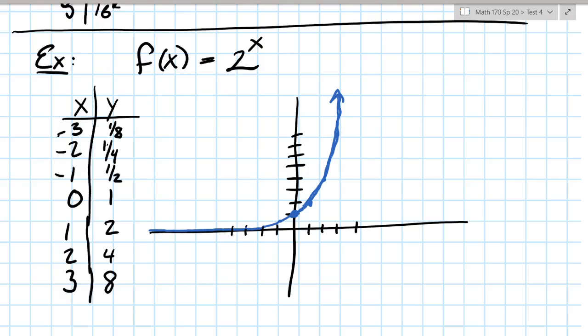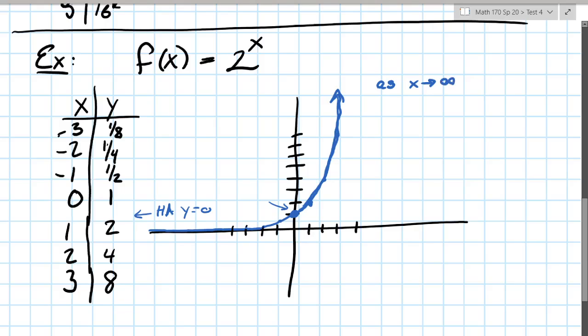Some features you want to notice. You've got a y-intercept right there. We've got a horizontal asymptote on the end behavior this way. You have y equals 0 as the horizontal asymptote. And then to the right, as x gets bigger, y also gets bigger.